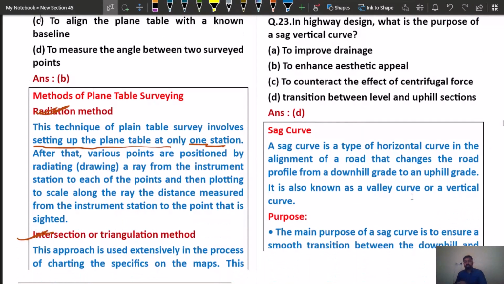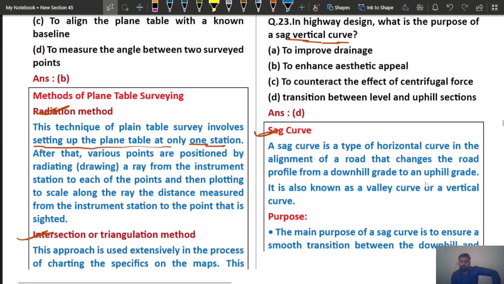Next question. In highway design, what is the purpose of a sag vertical curve? So the question is asking about the purpose of the sag vertical curve in highway design. Options are given: to improve drainage, to enhance aesthetic appeal, to counteract the effect of centrifugal force, transition between level and uphill sections.